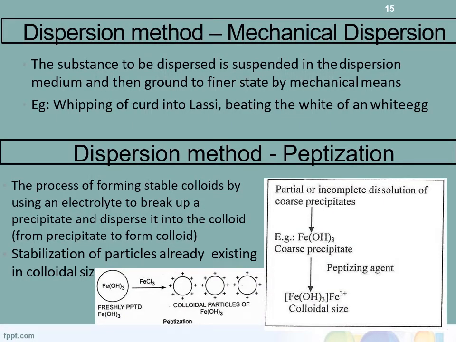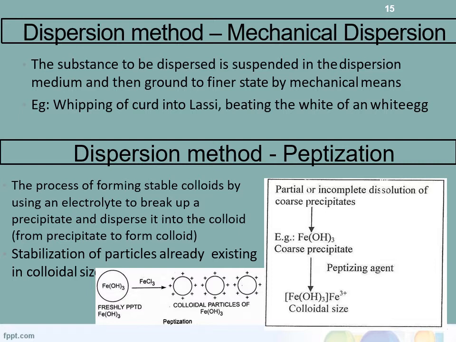In the dispersion methods, larger particles of a substance or suspension are broken into smaller particles. In mechanical dispersion, the substance to be dispersed is suspended in the dispersion medium and then ground to the final state by mechanical means. Whipping of curd into lassi, beating the white of an egg, and colloidal solutions of black ink, paints, varnish, dyes are obtained by this method.